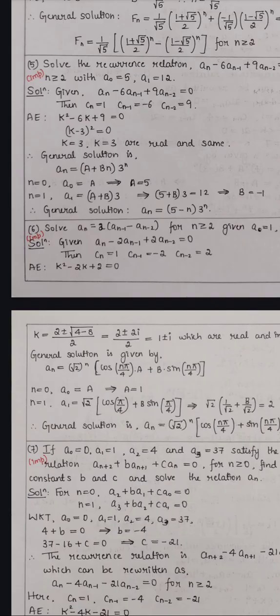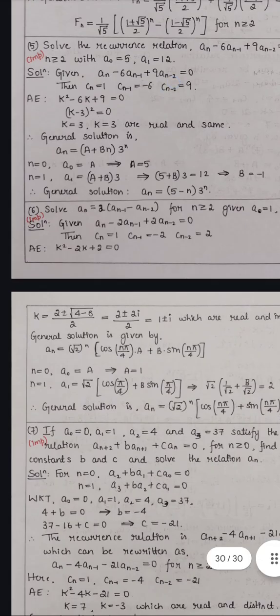For n equals to 0, a0 equals to a equals to 5, they have given, and for n equals 1, a plus b into 3, 5 plus b into 3 will be 12. So 12 by 3 is 4, 5 plus b is 4, 4 minus 5 will be minus 1. So b equals to minus 1. So (5 minus n) into 3 power n.